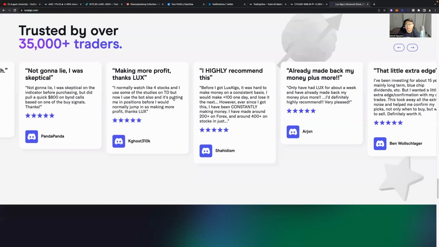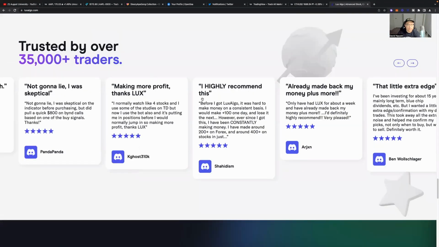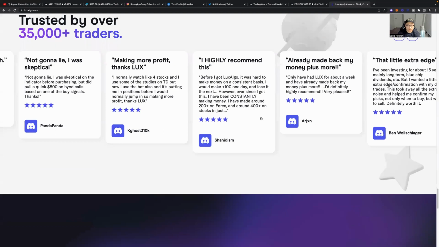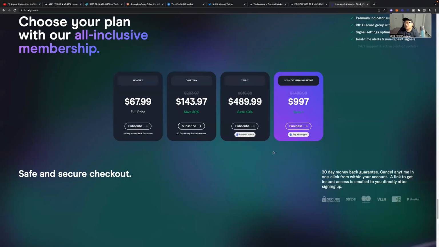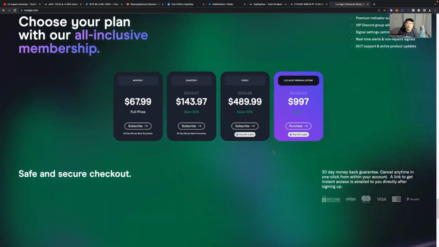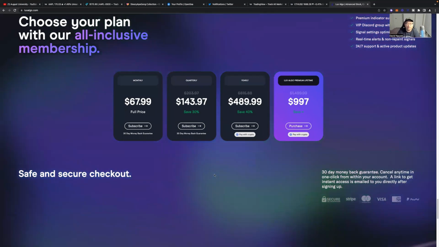Not financial advice. I'm not a financial advisor. Obviously, there's really good reviews on the product, used by over 35,000 traders, including myself, on the platform. And these are the prices. Now, here's a strategic tidbit for you guys: you can get the monthly for $67, $70 a month.